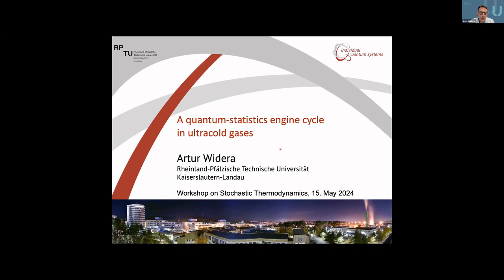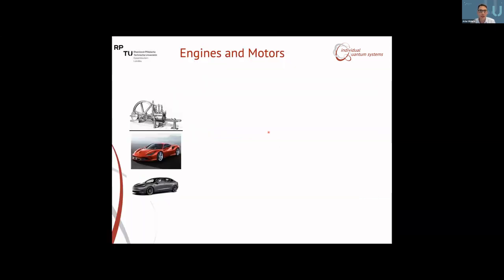So the talk will be a little different from what you have heard so far, or at least in the last hours, for two reasons. The first is I'm already fading a little bit into the topic of tomorrow, which is engines. And the second is I'm an experimentalist, and that means I have a slightly different viewpoint on many things. And what I want to present today is our approach to realize an engine or engine cycles in ultra-cold gases using quantum statistics. Why do we want to do that?